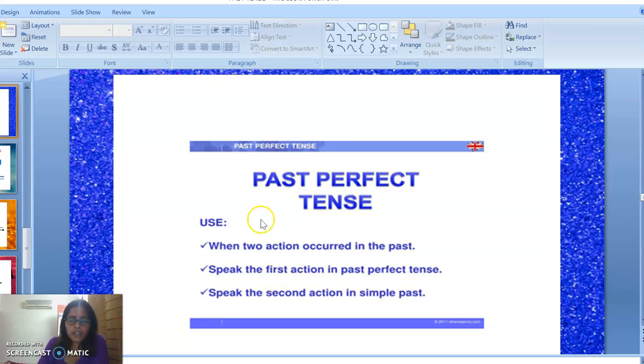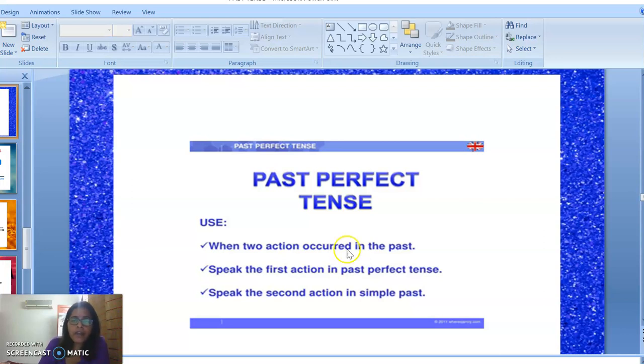So past perfect tense is again a very important tense and you have to understand how to use it while speaking or writing. So what is past perfect tense? Let's understand this way. When two actions happened in the past, right, I'm talking about two past actions, then we use past perfect tense to clearly show the action that occurred first in the past.